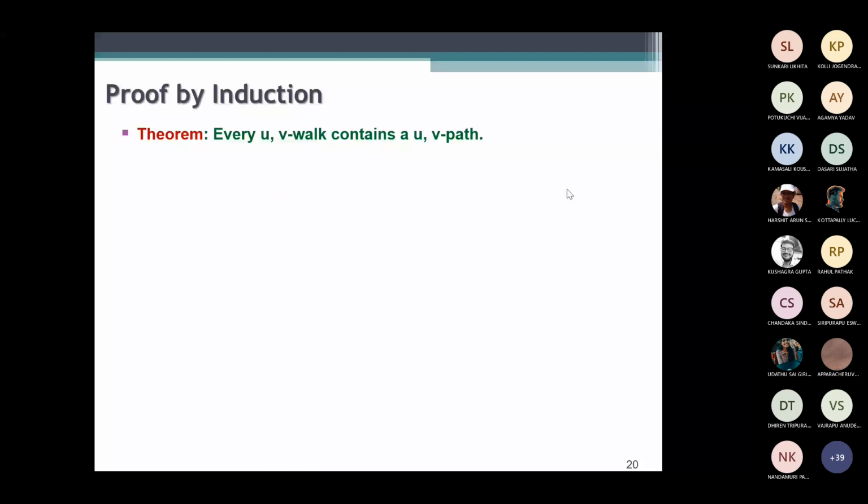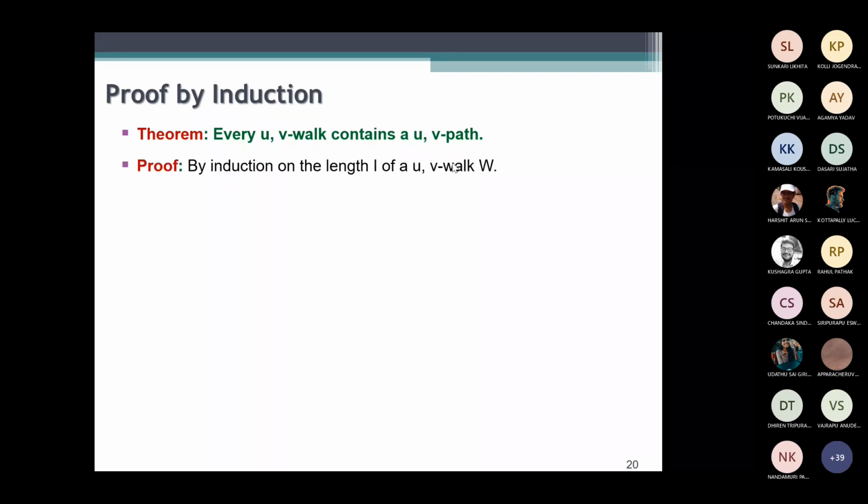If you recall, what is a walk? A walk is basically a sequence of vertices, and the only thing is that between any two consecutive vertices there should be some edge. And when we are talking about a UV path, it means no vertex and no edge is being repeated. So if you take any graph and construct any UV walk, it must contain some path.